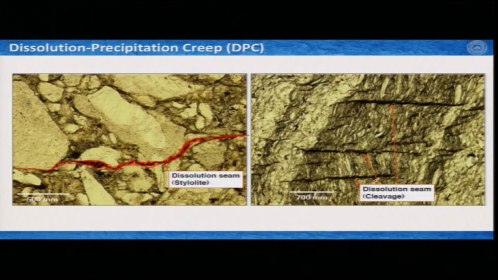You can also see here some sort of dissolution seam, and if that happens in a regular manner, in a regular arrangement, then it also develops some sort of layers or repetitive layers in the structure. So, therefore, you can also call it a cleavage or foliation. So, this is the mechanism, or this is the process by which you see dissolution precipitation creep, and this is how they look under the microscope.